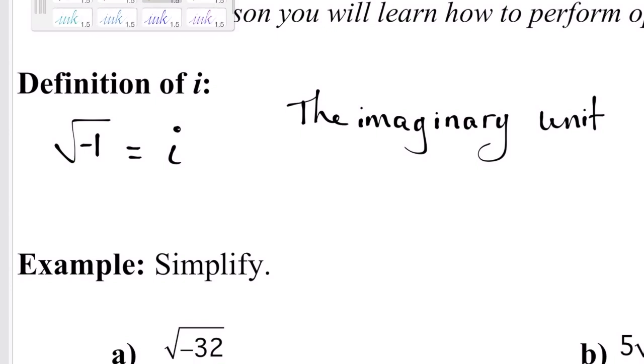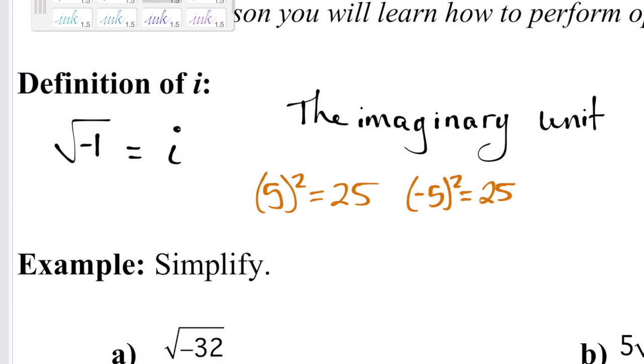So if you think about your square roots, they're undoing squares. So if we have something like 5 squared, that's going to give us 25. And if we have something like negative 5 squared, that's negative 5 times negative 5, which is a positive 25. So no matter if we're squaring a positive or a negative, we're always going to end up with a positive number. So then we shouldn't be taking the square roots of negative numbers.